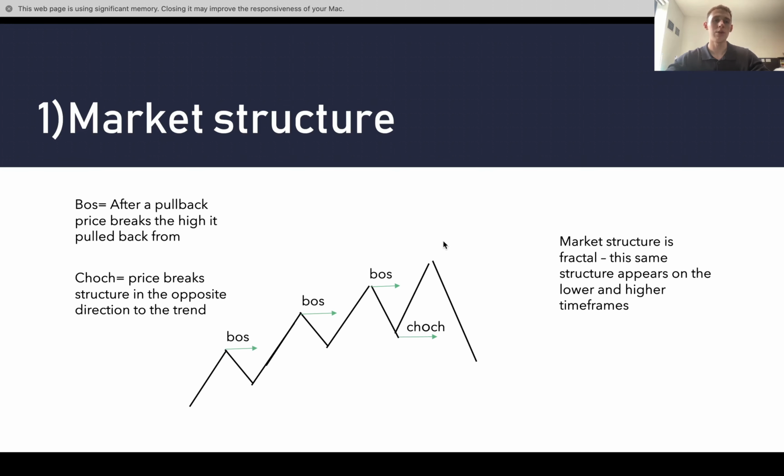One thing also to note about market structure is that it is fractal in nature, which means that this same structure could be on the higher time frame or the lower time frame. And within each one of these legs, we have lower time frame uptrends and downtrends with the same structure as this, so forming higher lows, higher highs, and lower lows and lower highs on the lower time frame.